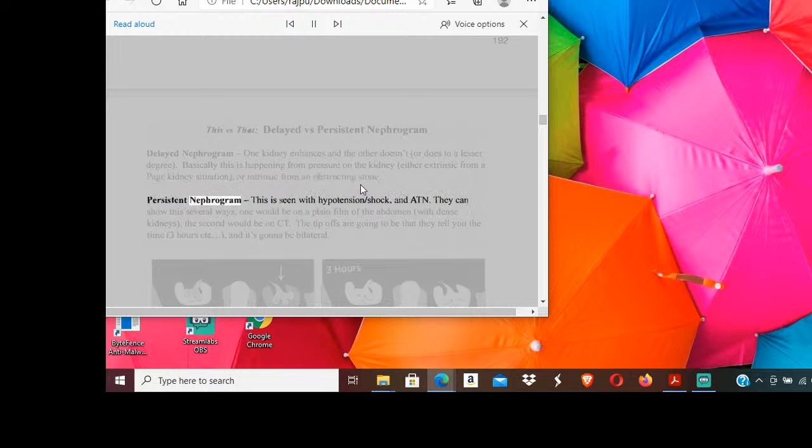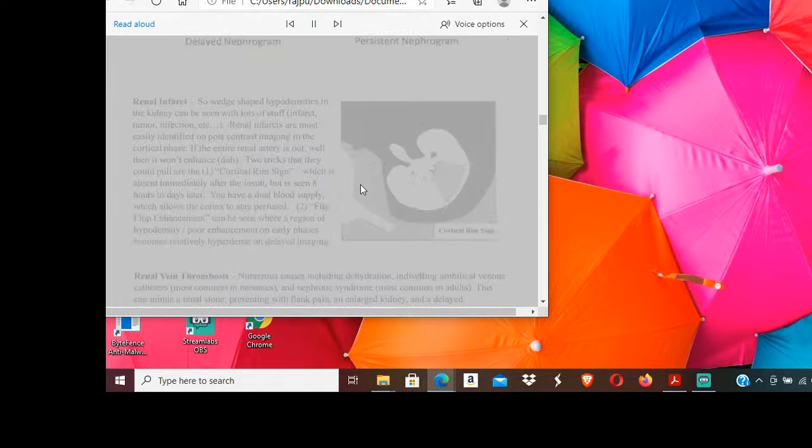Persistent nephrogram. This is seen with hypotension/shock and ATN. They can show this several ways. One would be on a plain film of the abdomen, with dense kidneys. The second would be on CT. The tip-offs are going to be that they tell you the time, 3 hours, etc., and it's going to be bilateral. Delayed nephrogram.